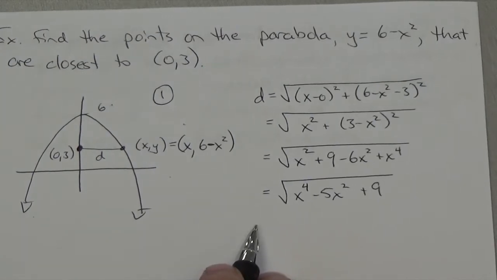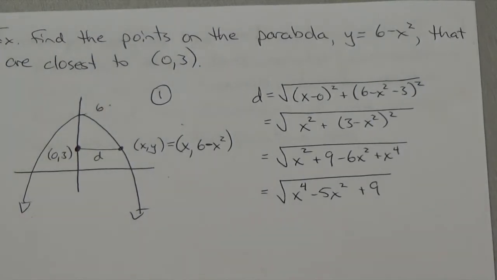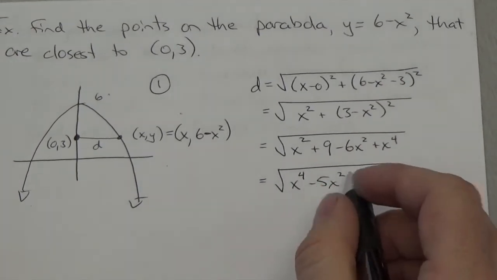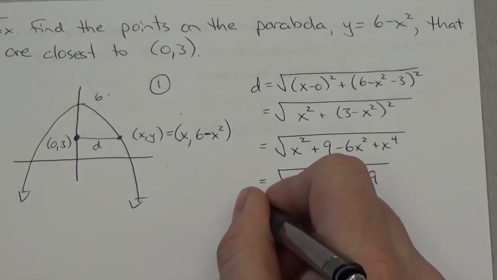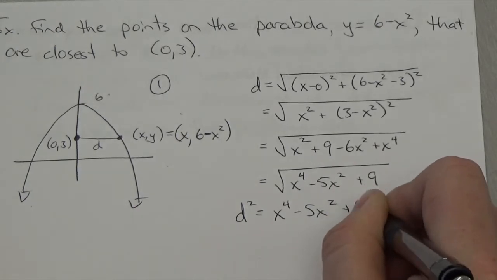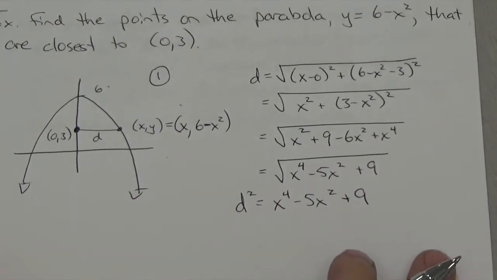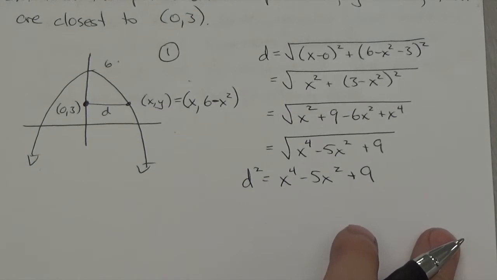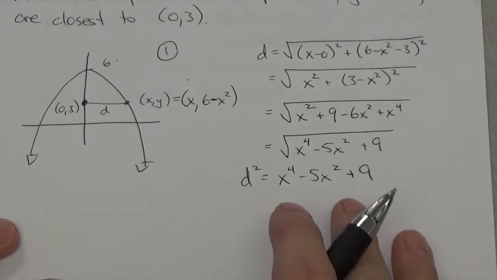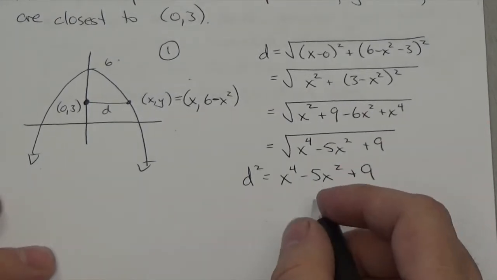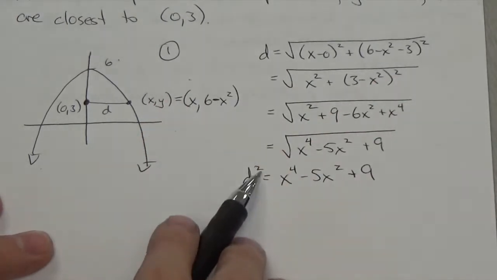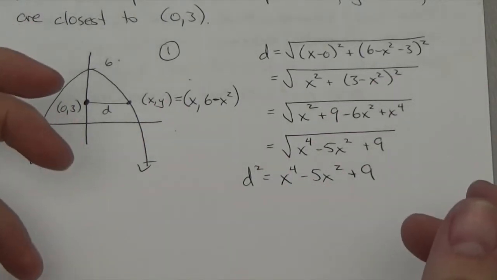Now before I jump into this and minimize the distance here, I am pretty lazy. So what I'm going to do first is square both sides. I'm going to get d squared is equal to x to the 4th minus 5x squared plus 9. The reason I do that is just because I'm a little bit lazy, and I don't really want to take the derivative of that square root. So I'm going to square both sides, and now when I take the derivative, again, I'm taking the derivative of my distance formula because I want to minimize the distance.